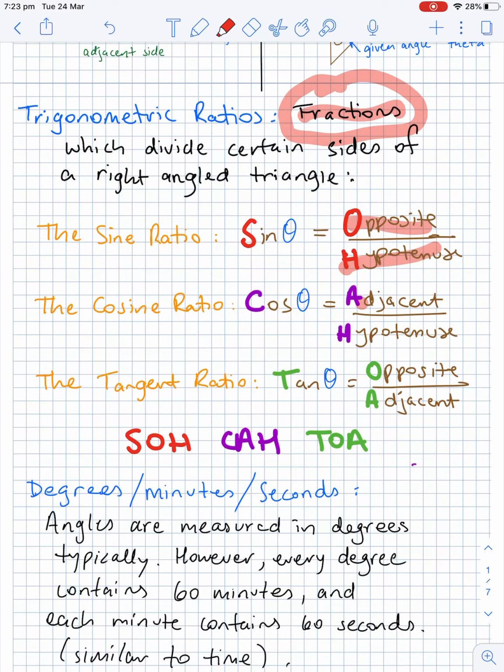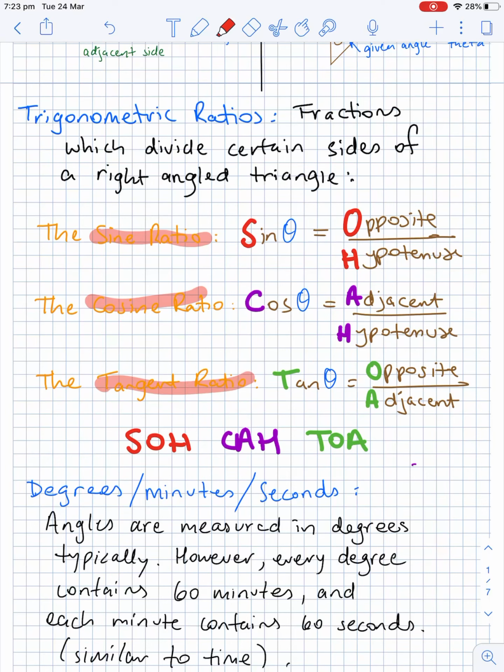So we're definitely dealing with fractions here, and we're dividing certain sides. Here I'm using these labels of opposite, hypotenuse, and adjacent, and I'm giving you these ratios. The ratios we're dealing with are the sine ratio, the cosine ratio, and the tangent ratio. First up, the sine ratio. Here we're dealing with sine of theta, SIN for short. Sine of theta is opposite over hypotenuse.